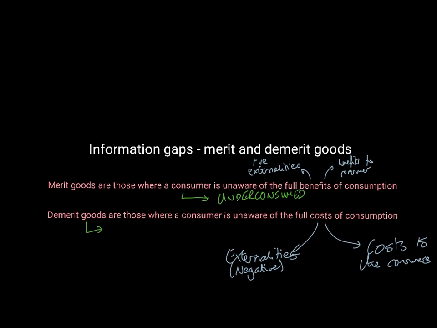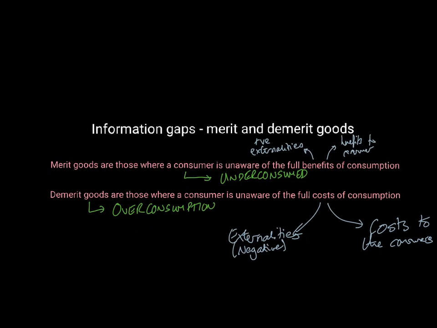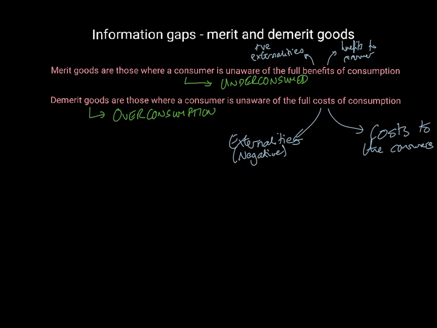A demerit good will then obviously lead to overconsumption, and in this case it's because of the fact that there are costs which this individual is not taking account of, and as a result of that they will probably consume too much of them. So that's all a bit theoretical at the moment, so let's actually give a couple of examples and see if that helps to clarify things a little bit. So if we just move all of this up to the top here.